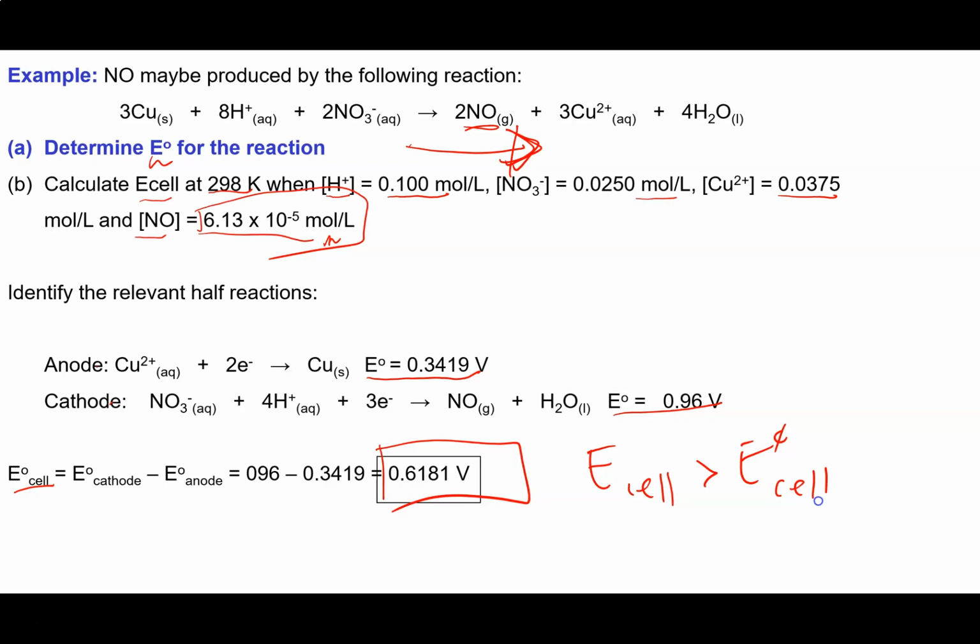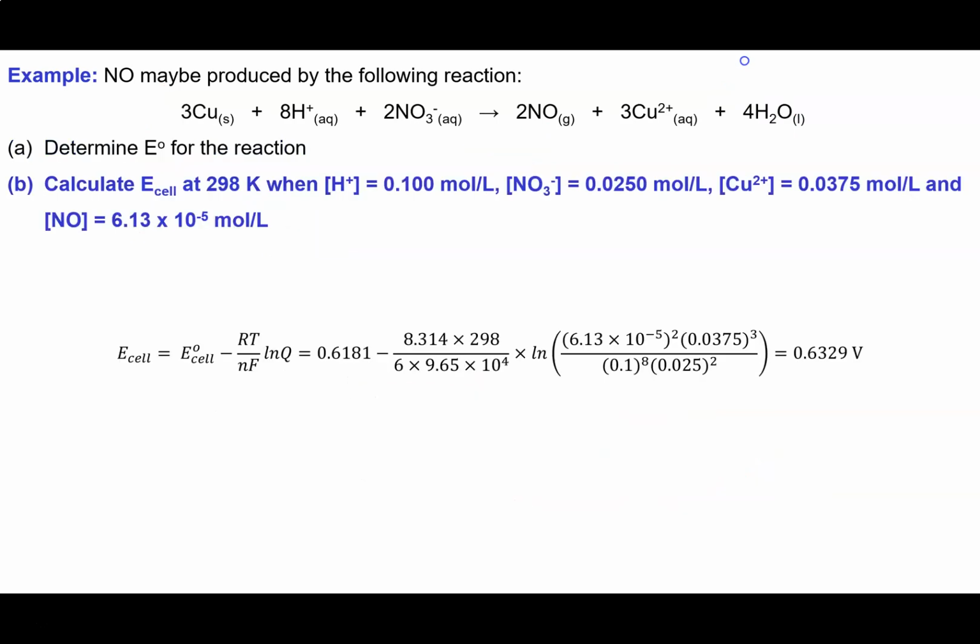It's going to be a bit of a beast because Q is going to be complex for this, because we've got a lot of weird coefficients. The thing to remember though is that we don't need to include any solids or pure liquids in our expression for Q. Okay, so let's go ahead and calculate it. Remember that the cell potential under non-standard conditions is equal to the standard cell potential minus RT on NF log Q. So let's go ahead and do that.